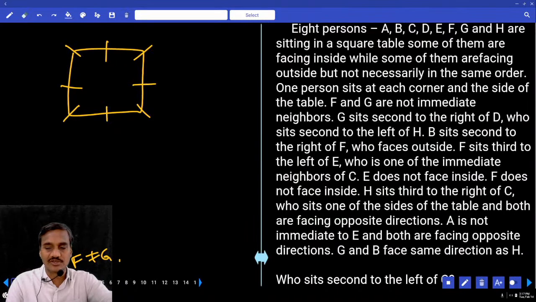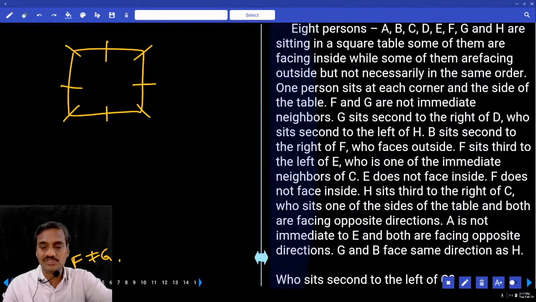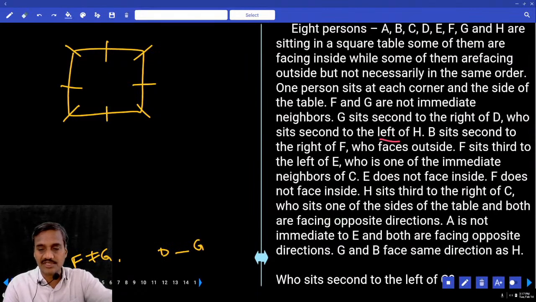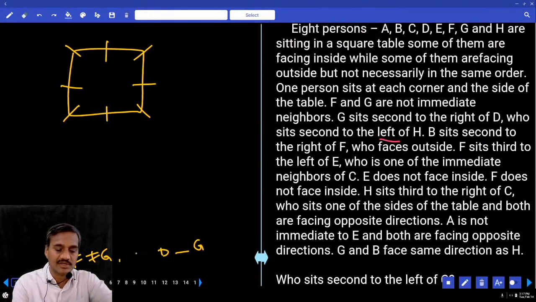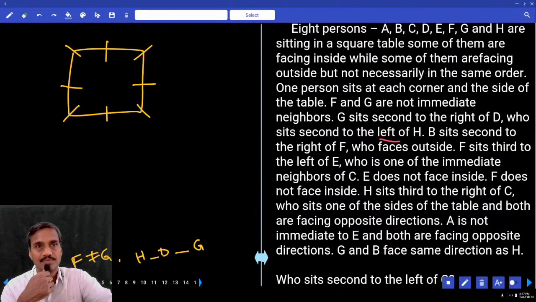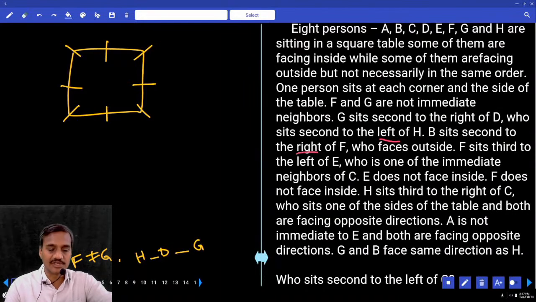G sits second to the right of D, and D sits second to the left of H. G sits second to the right of D, and at the same time D is seated second to the left of H. That means H, D and G must be in alternate places. Clear?